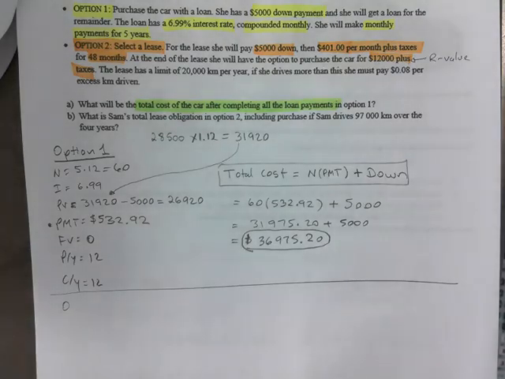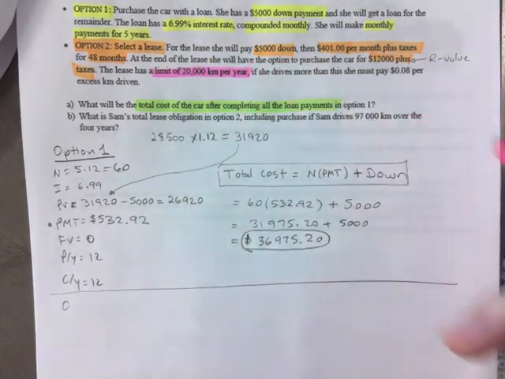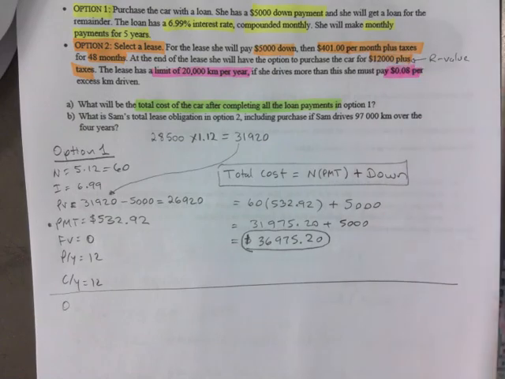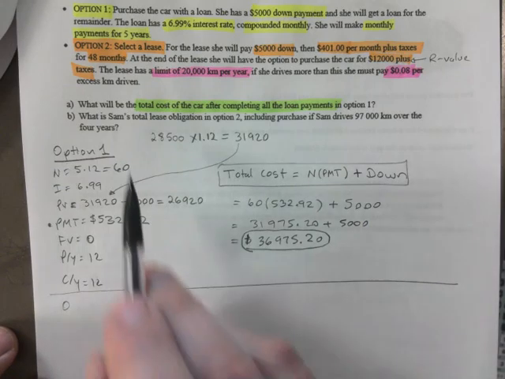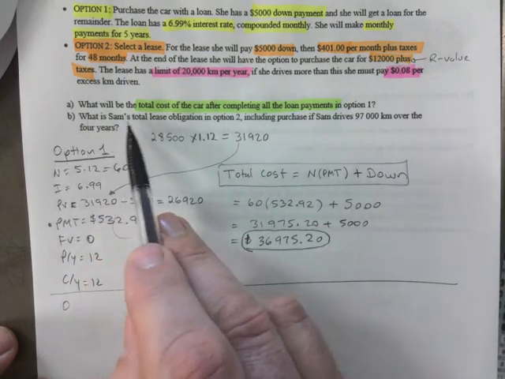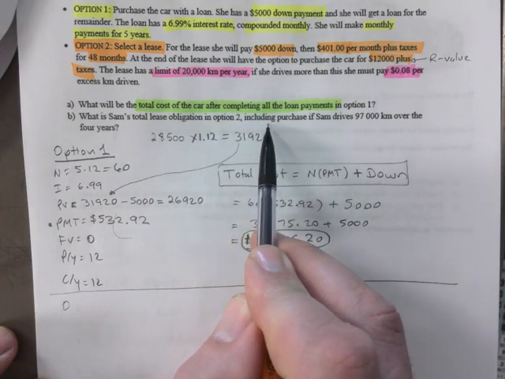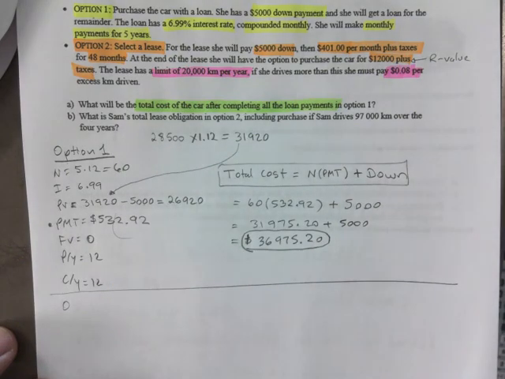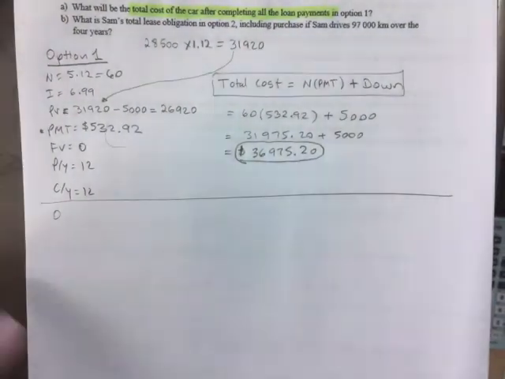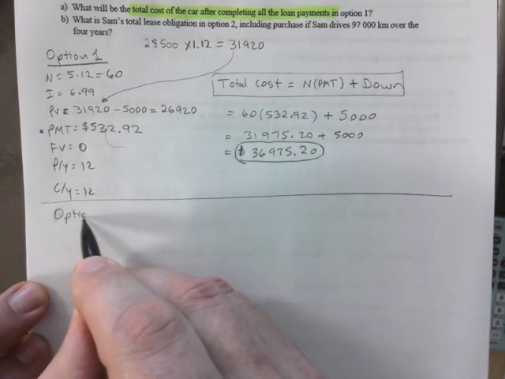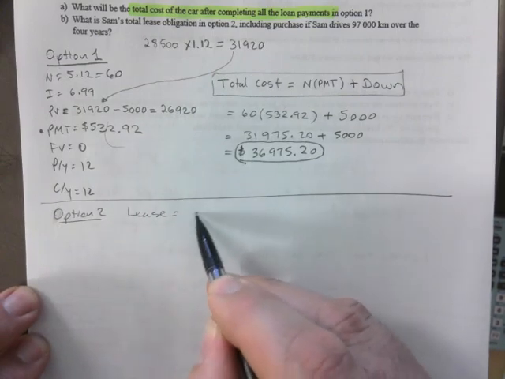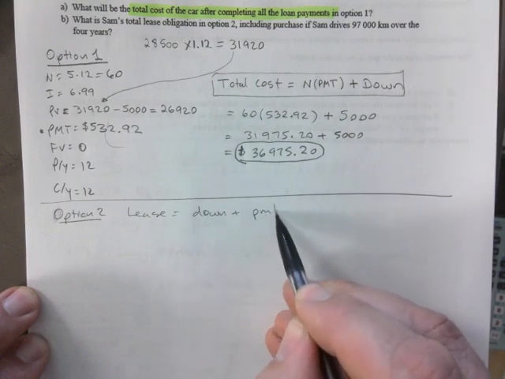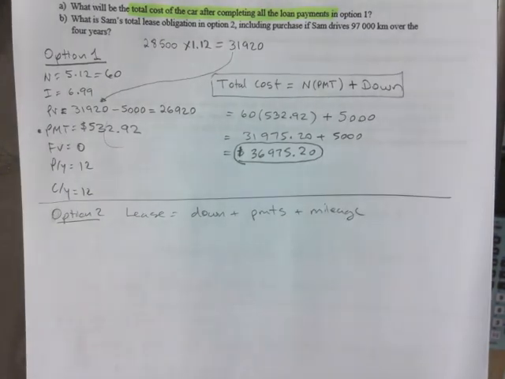And here's where I'm going to use a different color altogether yet. Pink maybe. This is where mileage comes in. There's a limit of 20,000 kilometers per year. And if you go over, there's 8 cents per kilometer extra that you're going to have to pay. So there's going to be a little bit of calculating necessary there. So A, we already did. B, what's Sam's total lease obligation in option 2, including the purchase if Sam drives 97,000 kilometers over 4 years? So we're going to break this down. That's why I don't like the formula a whole lot, but the formula for lease, so this is option 2, for lease, we're going to go down plus payments. This is a shortened version of it, plus mileage. That's really what comes down to it.